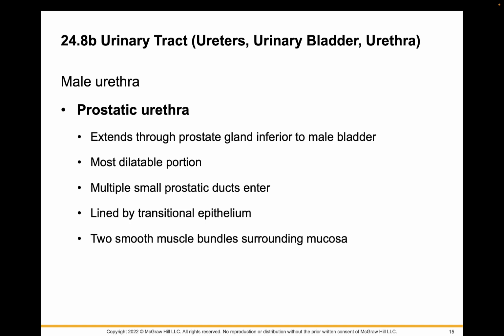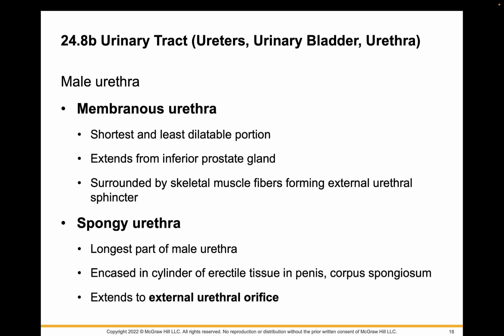It is the most dilatable portion. There are a number of small prostatic ducts that enter the prostatic urethra. It also is going to be lined by transitional epithelial tissue, and there are going to be 2 smooth muscle bundles that are surrounding the mucosa. The membranous urethra, that is the shortest and least dilatable portion of the urethra. It's relatively short, extends from the inferior prostate gland. It's surrounded by skeletal muscle fibers forming the external urethral sphincter.